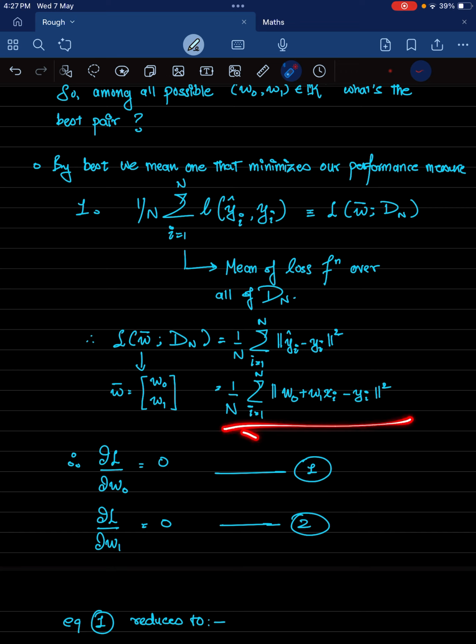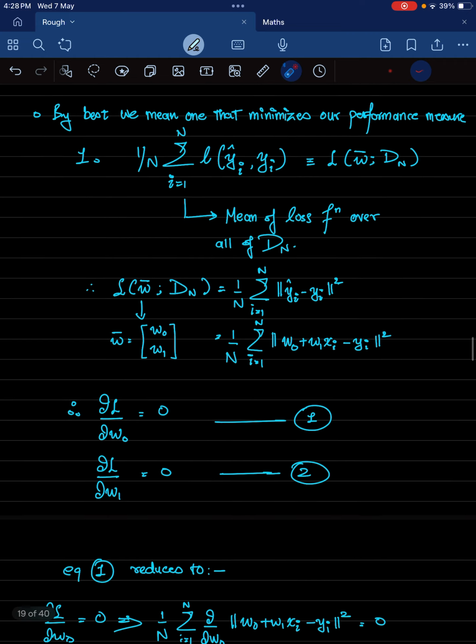Now, you have to minimize this. If this were a 1D problem, then you would just take the derivative. If there were no W1, and there was just W0, then you would just set dL by dW0 equals 0 and solve for W0, right? Well, in multiple dimensions, you have to take the partial derivatives, and the partial derivatives will have to be set to 0.